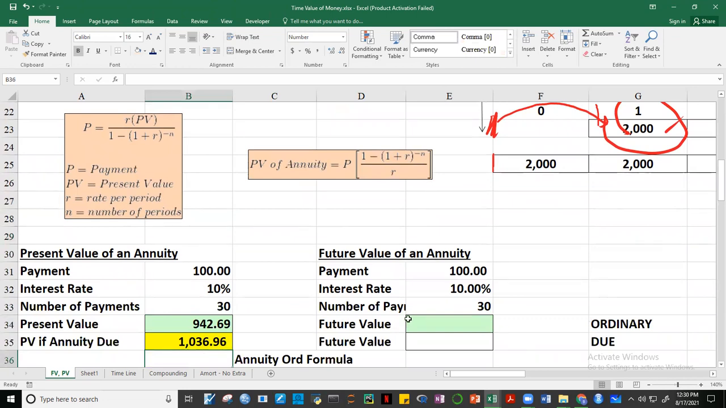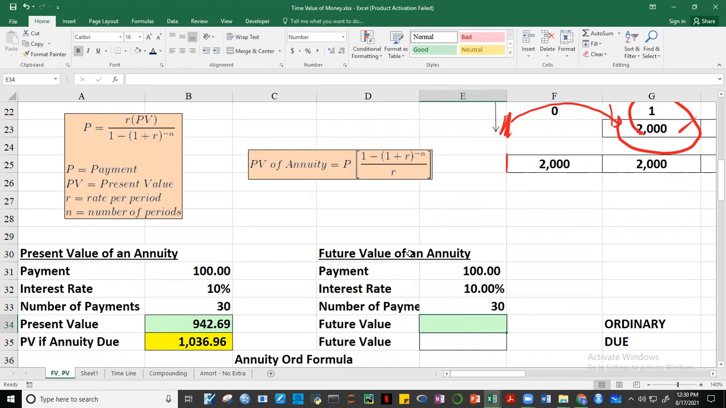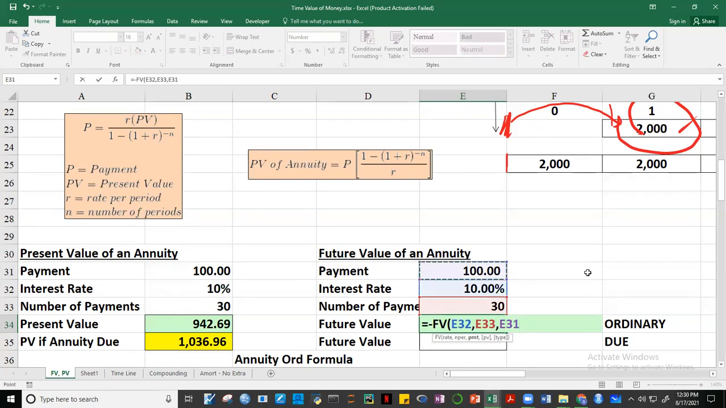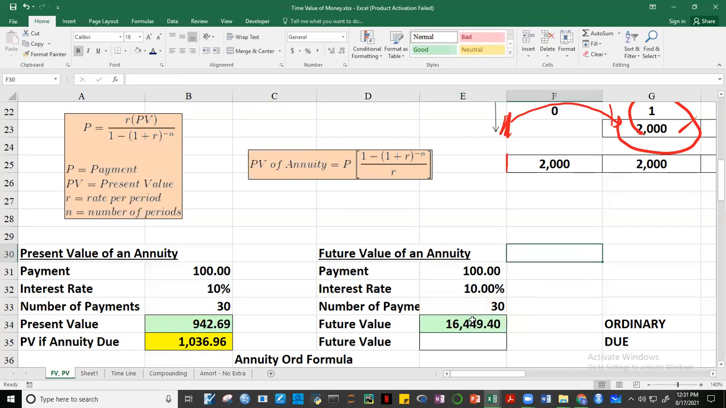Okay, how about the future value, guys? So future value, same thing, no? Let's assume, again, nothing is mentioned here, guys, whether annuity ordinary or annuity due. Therefore, the assumption right away is annuity ordinary. FV naman, the rate is 10%, comma, NPER is 30, comma, PMT of 100, comma, no present value, type is 0, so just ignore that. Ready? Control Enter. So the 100, guys, every year for the next 30 years is equal to 16,449.4.